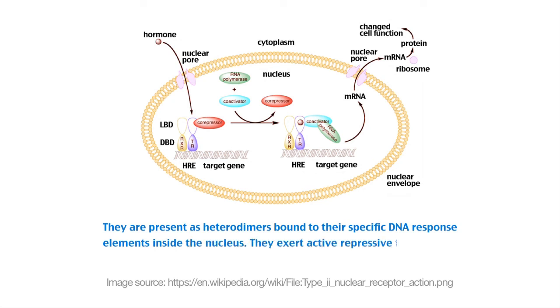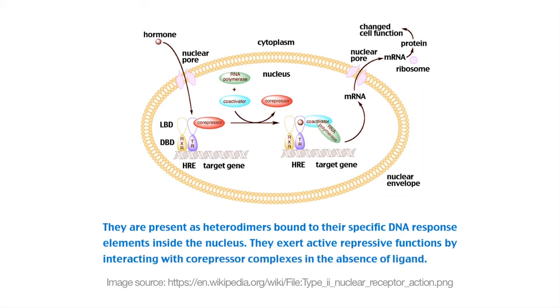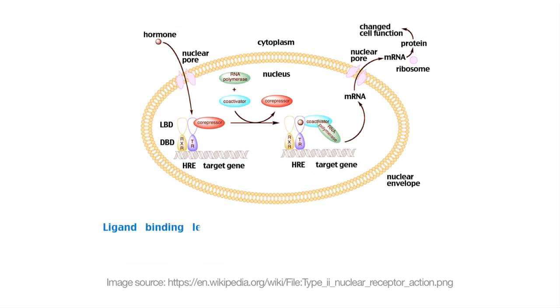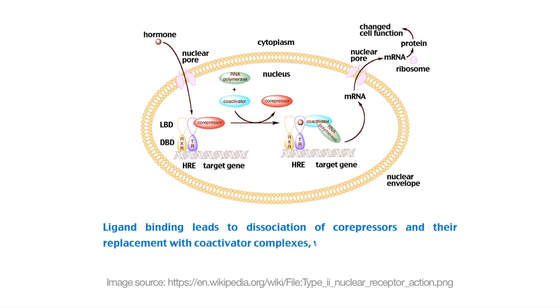They exert active repressive functions by interacting with co-repressor complexes in the absence of ligand. Ligand binding leads to dissociation of co-repressors and their replacement with co-activator complexes, which activate target genes by de-repression or opening up of chromatin.